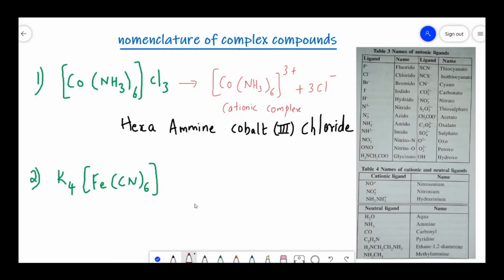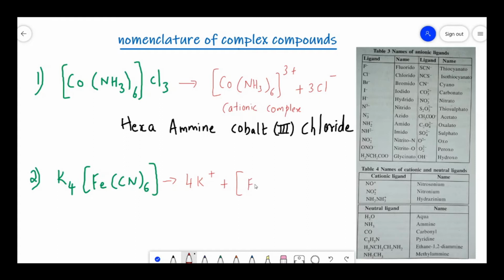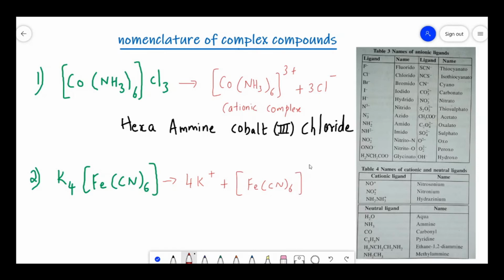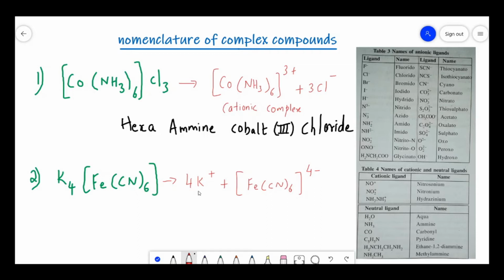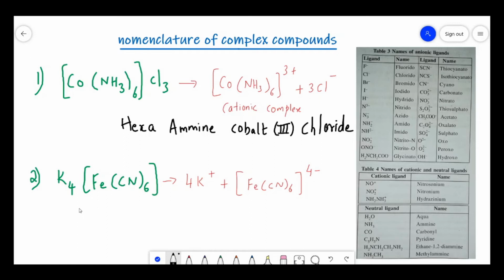Now see this example. This is an example of an anionic complex. If you ionize this, we get 4K plus and Fe(CN) taken 6, with 4 minus charge. Now how do we write this complex? As I have already said, first we start with the cation. Here the cation is potassium. We don't need to write 4 potassium as tetrapotassium; we can directly write potassium. That's all. So this name is potassium.